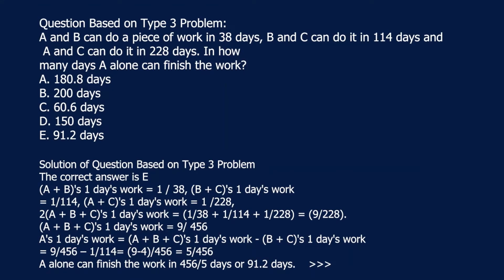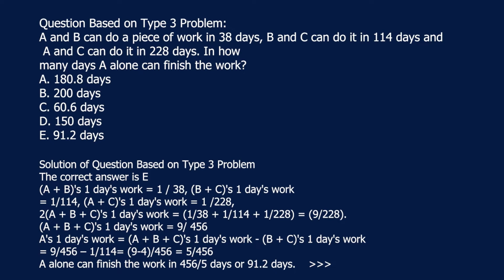So let's solve. A and B's one day work is what? 1 upon 38. B and C's one day work is 1 upon 114. And A and C's one day work is what? 1 upon 228. So 2 of ABC's one day work will be 1 upon 38 plus 1 upon 114 plus 1 upon 228, which is 9 upon 228. And if we find ABC's one day work, it comes to 9 upon 456.